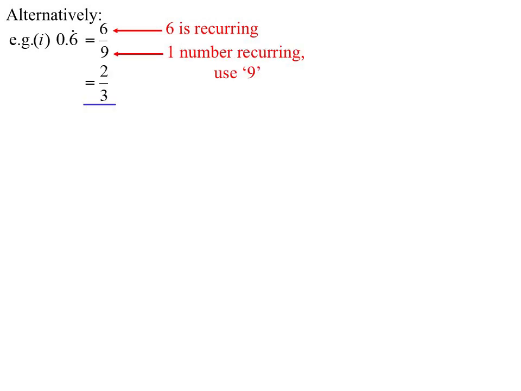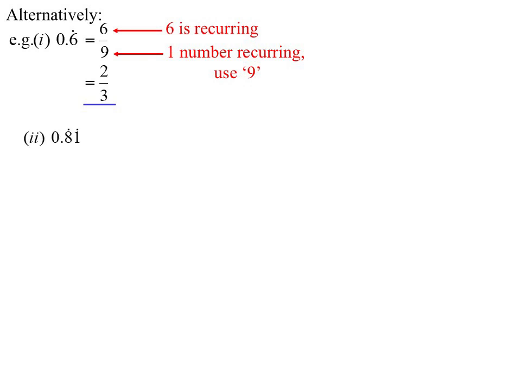0.6 repeater. Let's say we know what that is, but I'd go, hang on, the top of the fraction I'm going to put what's recurring. That's 6. On the bottom of the fraction I'm going to put 9. Why 9? Well, there's one number recurring, so I'll put one 9 on the bottom of the fraction. So it's 6 over 9, 2/3. Okay. 0.1 repeater would be 1 over 9. 0.2 repeater would be 2 over 9. 0.3 repeater would be 3 over 9, or 1/3, which of course now means 0.9 repeater is 1. Okay. 0.9 repeater is 1.